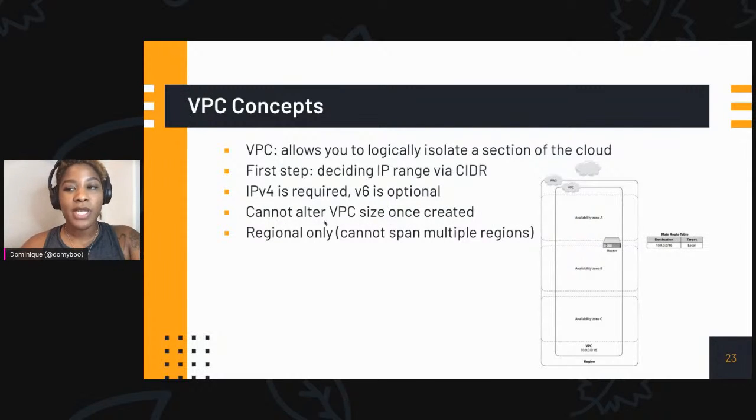So keep that in mind. Also, VPCs are regional only, which means they cannot span multiple regions. This is just an example that they had in a book that I was able to copy and paste. This is a region, and within this region we have 3 availability zones, and then you have a router sitting there. It's a high-level example of a virtual private cloud, showing you the different zones in a region.